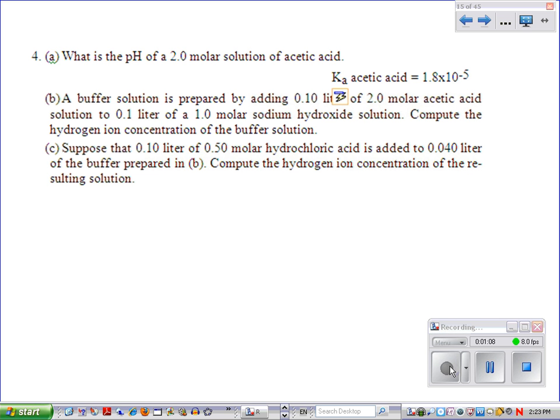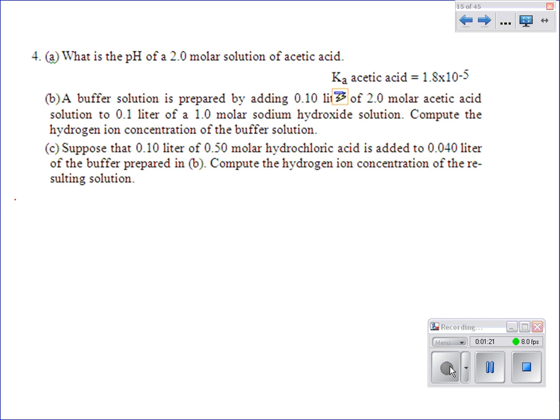First off, what is the pH of a 2-molar solution of acetic acid? Looking at this 2-molar solution of acetic acid, classify this as what type of problem? Weak acid. So how do I find the pH of a weak acid? ICE table. One good trick for the AP: if I want to use HAc for acetic acid for time purposes, as long as at the top of the problem you indicate that's what you're doing, you're good to go.